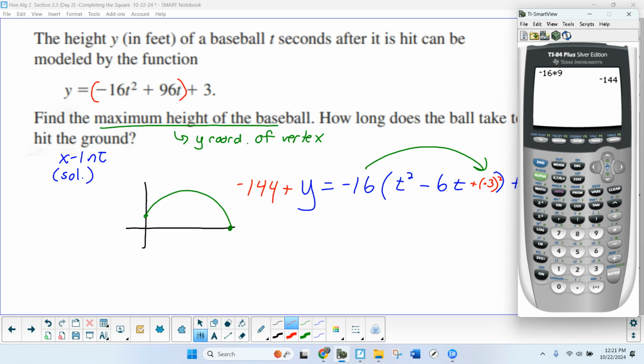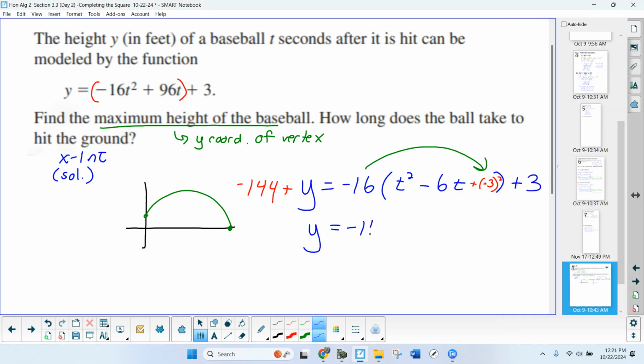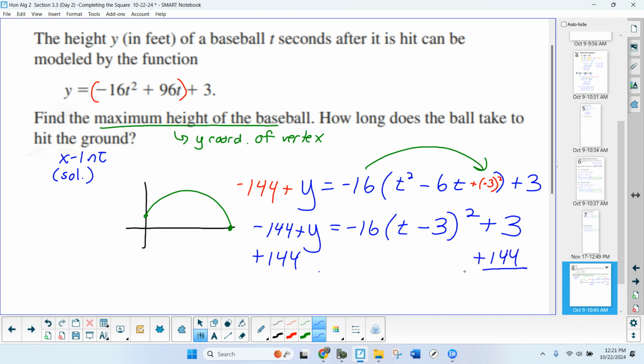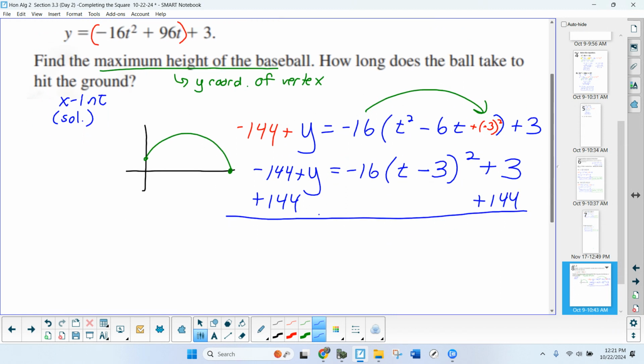All right, let's factor this right side. -16 times t. Factor it. t minus 3 squared plus 3. I got the -144. How do you move the -144 over? Add it. Add 144. So when I do, I get y equals -16 times t minus 3 quantity squared plus what? Is everybody good so far?